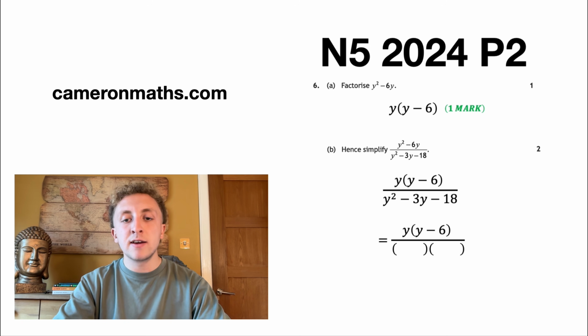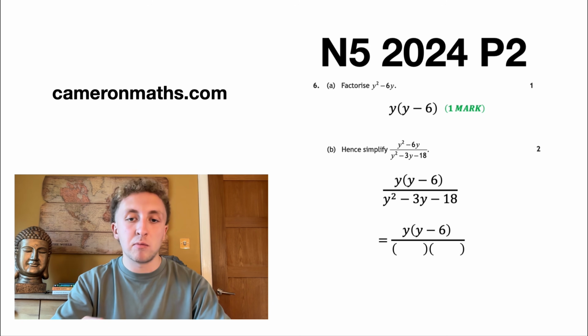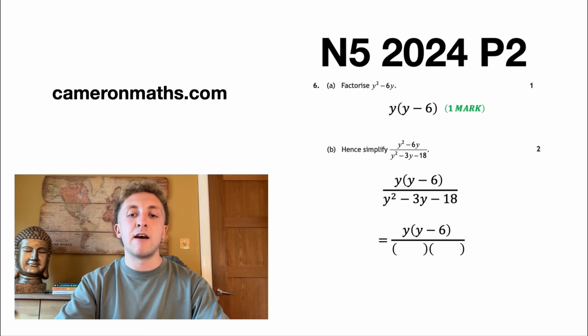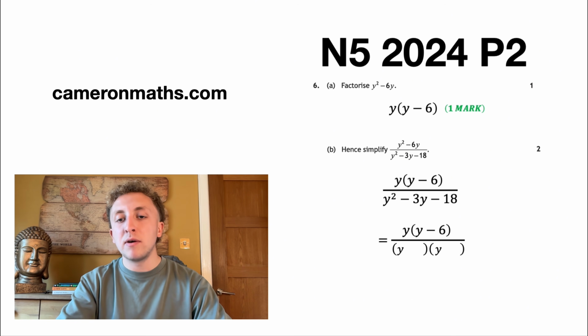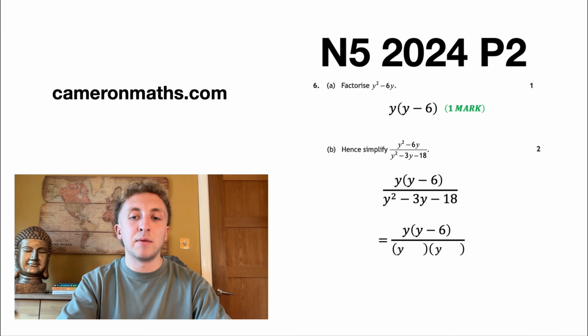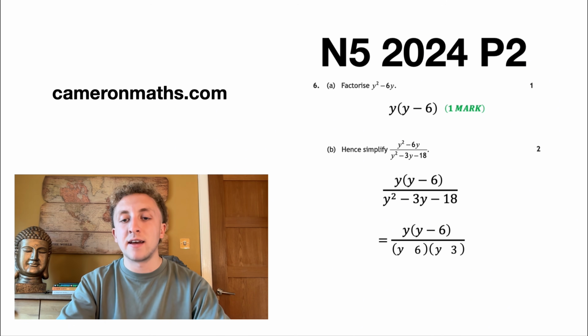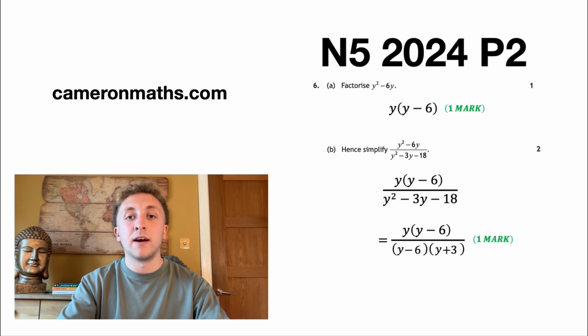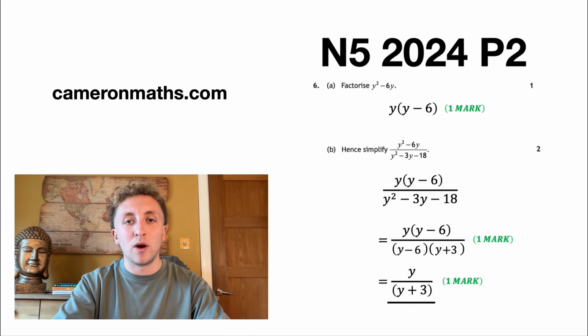At the start of each bracket should be terms that multiply to make the first term in the quadratic, y squared. So that's going to have to be y and y. And then the second terms in each bracket should multiply to make negative 18 and add to make negative 3. That's going to be negative 6 and positive 3. The last part here is just to cancel down the y minus 6 on the top and bottom of the fraction, which leaves us with y over y plus 3.